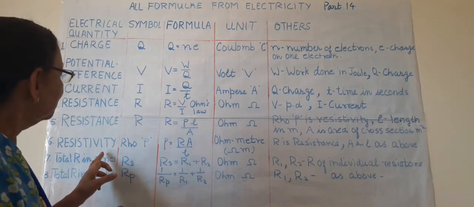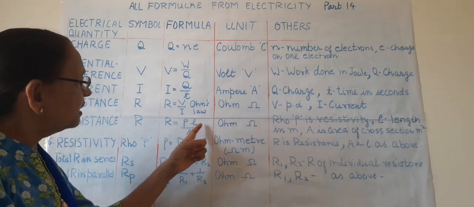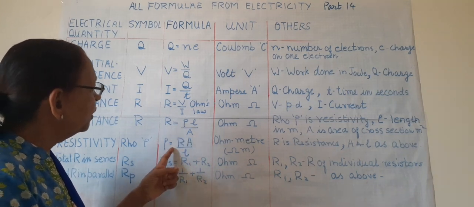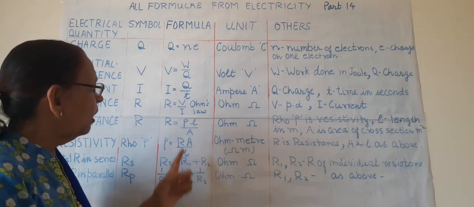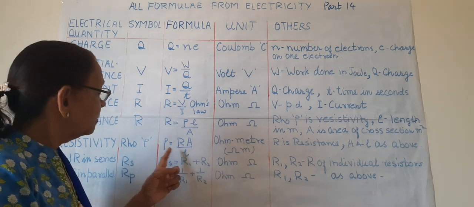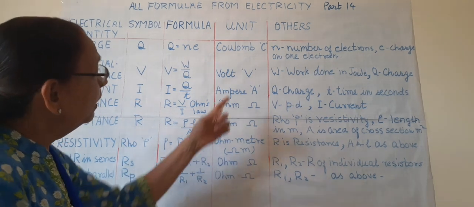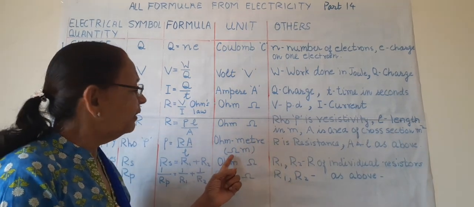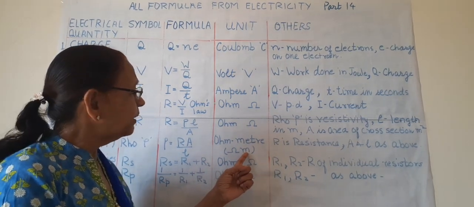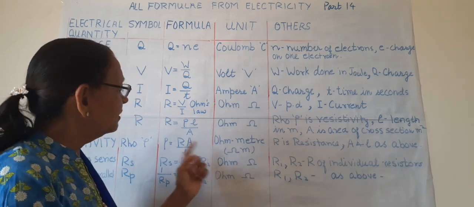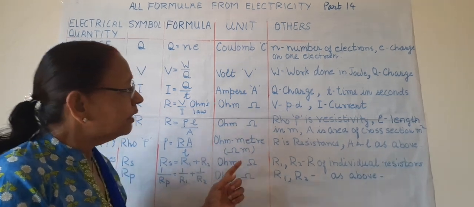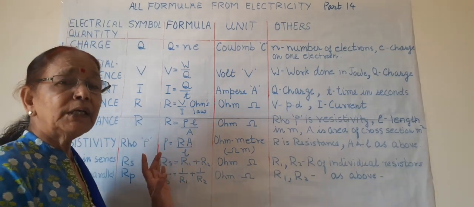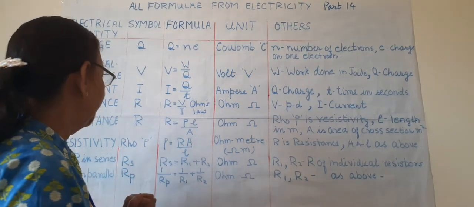Now the next is resistivity. From the same formula, this is derived. Resistivity will be equal to RA upon L. So this is resistivity, and its unit is ohm meter. Ohm we will write like omega and meter M. So the unit of resistivity is ohm meter, and it is dependent on the material of the conductor and temperature.